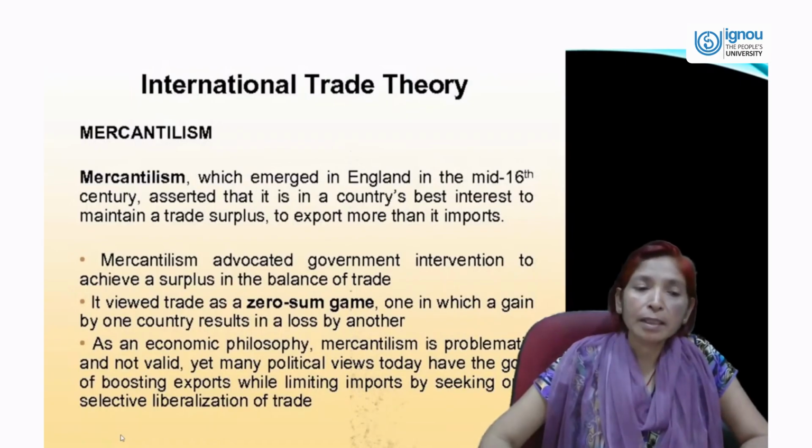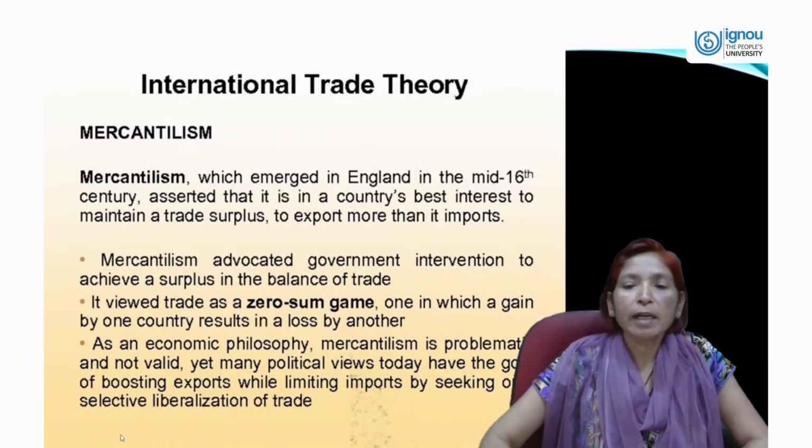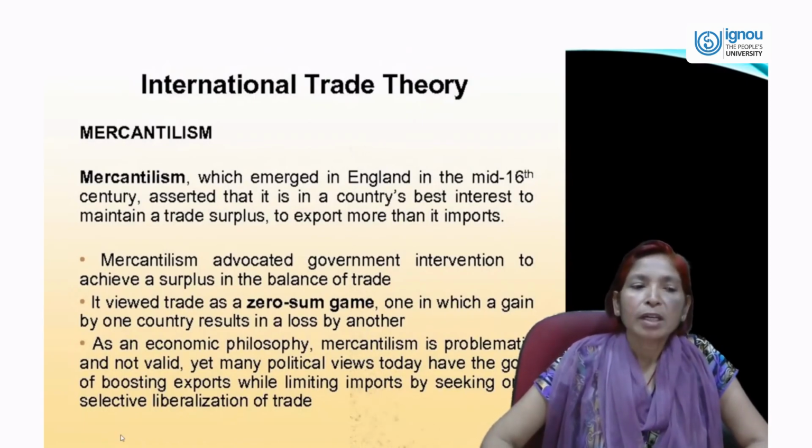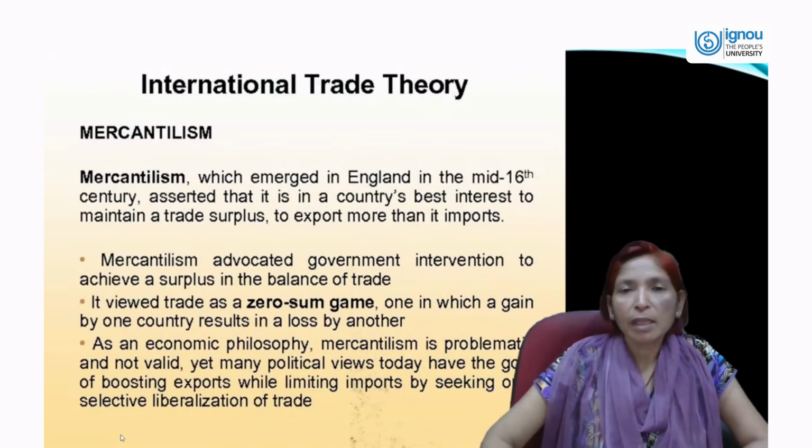So, mercantilism advocates government intervention to achieve a surplus in the balance of trade. It viewed trade as a zero sum game, one in which a gain by one country results in a loss by another, because here is the opportunity cost. If we want to gain something, then we must lose something. It means one country can get advantages at the cost of the other country.